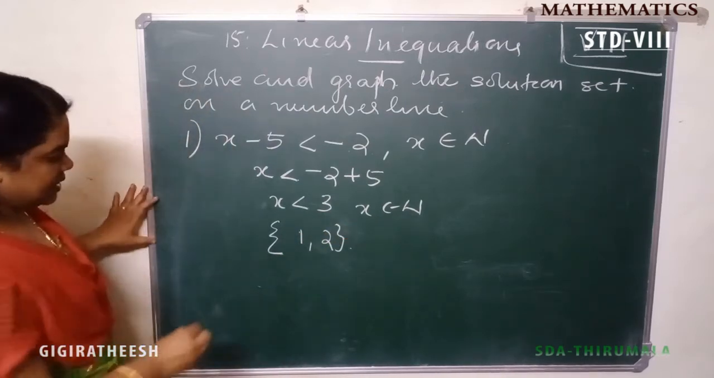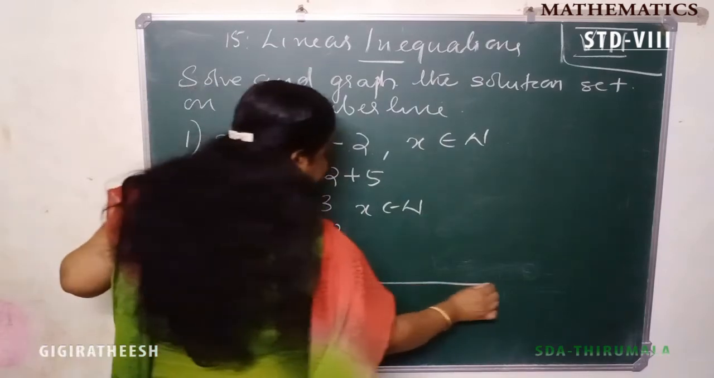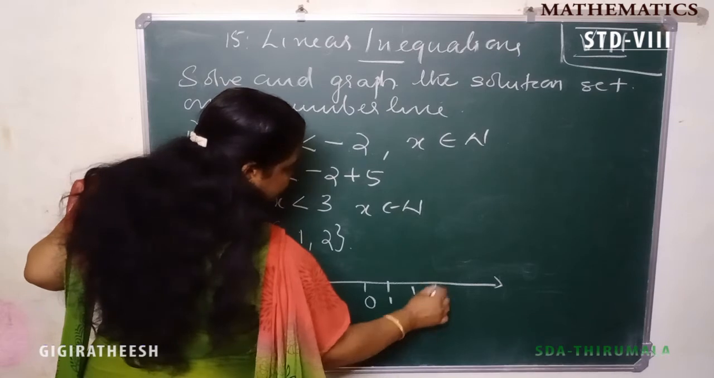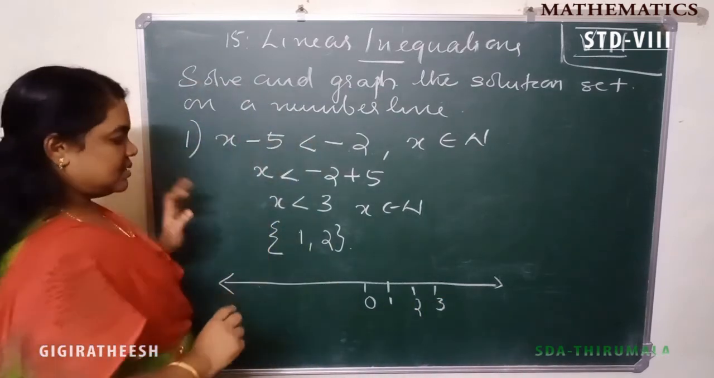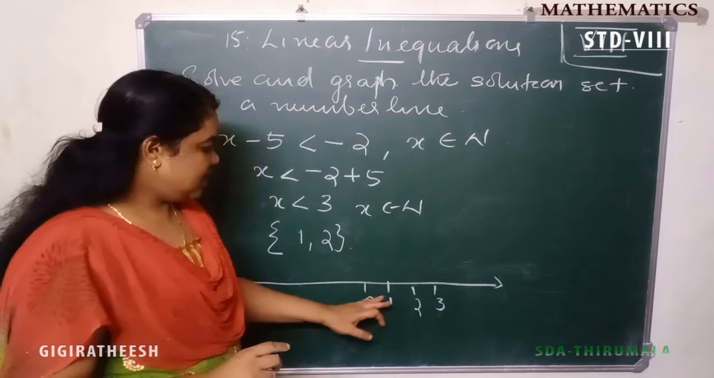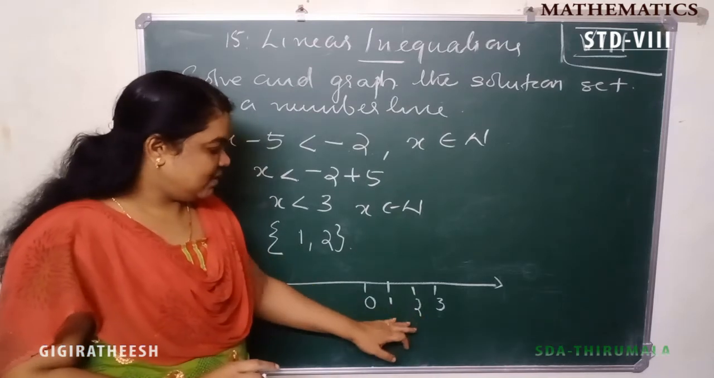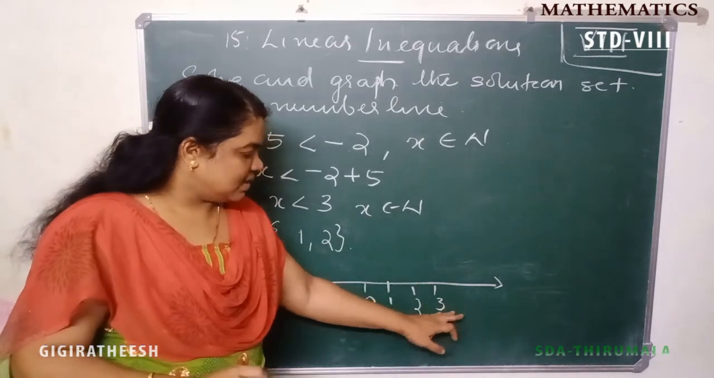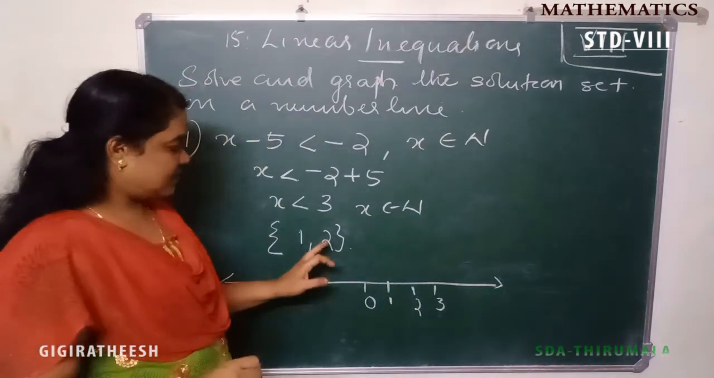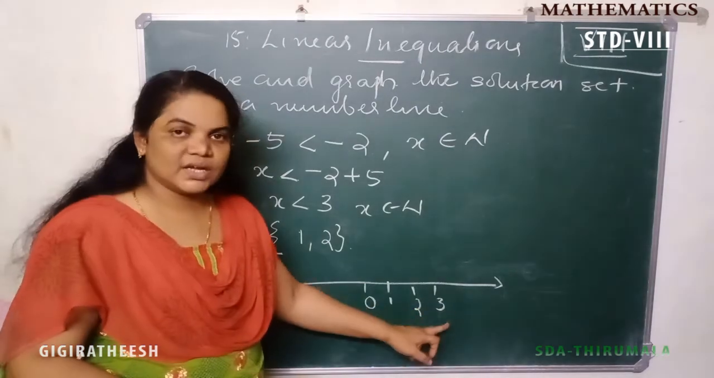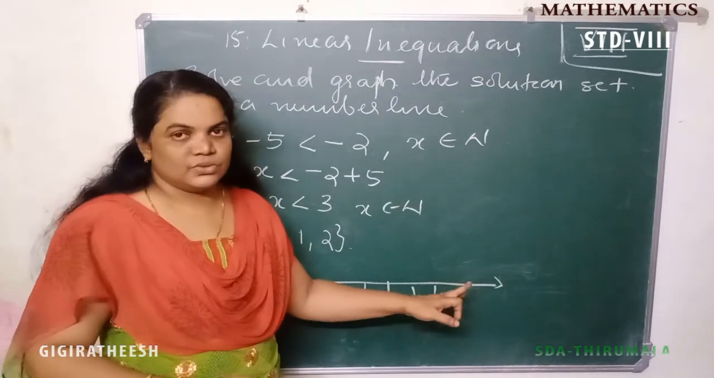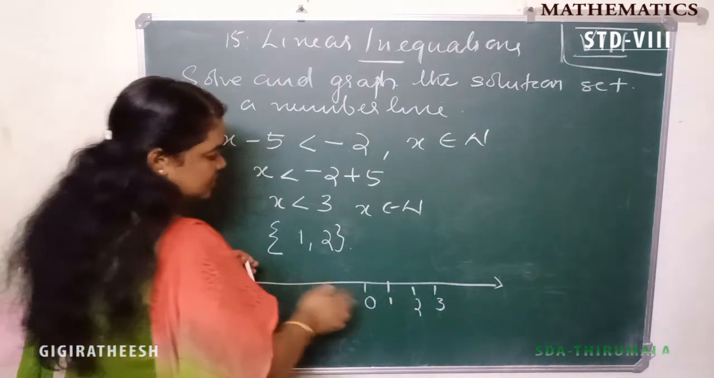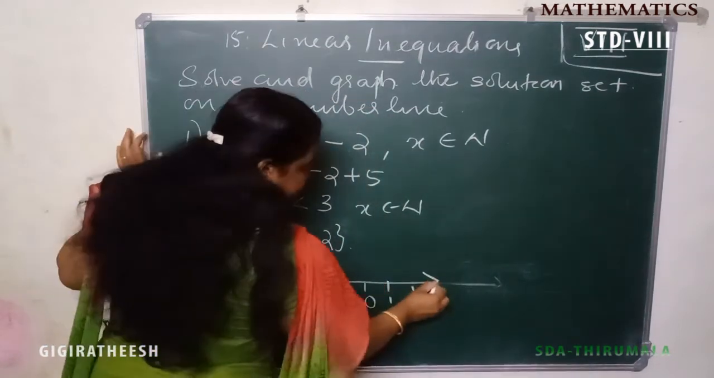How can we represent it on a number line? This is a number line: drawing a number line, 0, 1, 2, 3. If we need 1 and 2, you should write extra numbers on the right side and left side itself. If we need 1 and 2, you should write 3 and 4 also on the number line. Don't stop here.